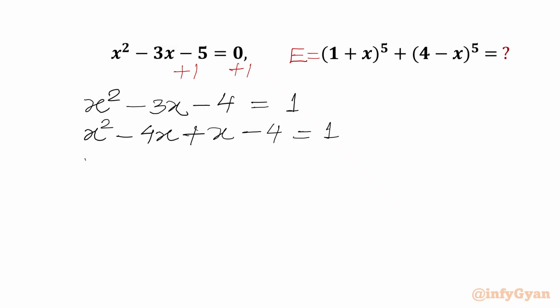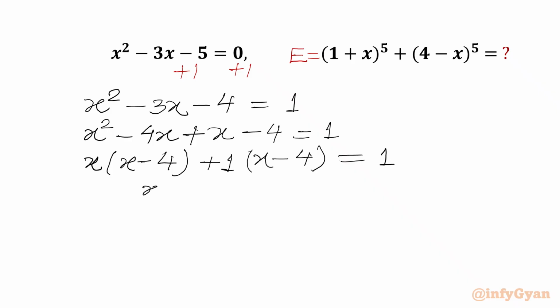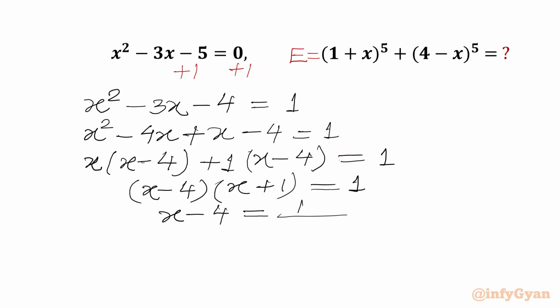Now from first two terms we can take x common. So in the bracket we will write x - 4. From last two we will take 1 common. We will get the same bracket x - 4. RHS is 1. So we have (x - 4) times (x + 1) in LHS. RHS is 1. So from here I can write x - 4 will be equal to 1 over x + 1.